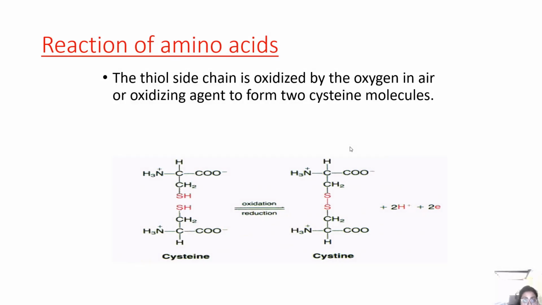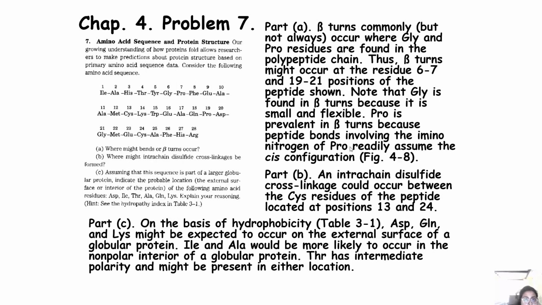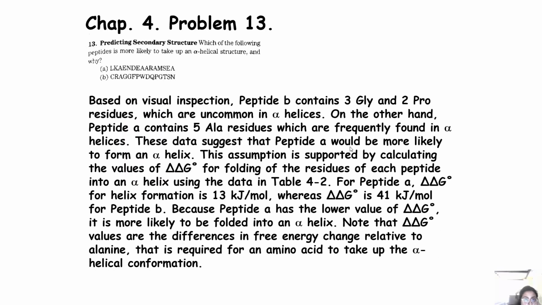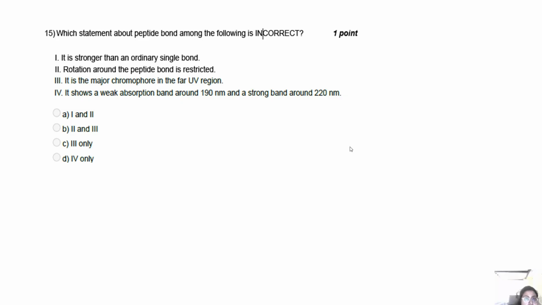The thiol side chain is oxidized by the oxygen in air, or an oxidizing agent, to form cystine from two cysteine molecules. So basically, among these statements, which is incorrect? That it shows a weak absorption band around 190 and a strong band around 220, that is wrong. So the answer will be 4 only.